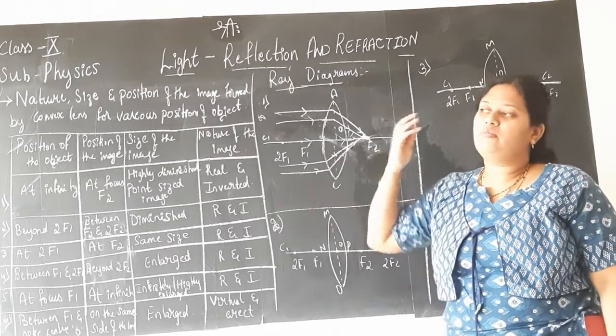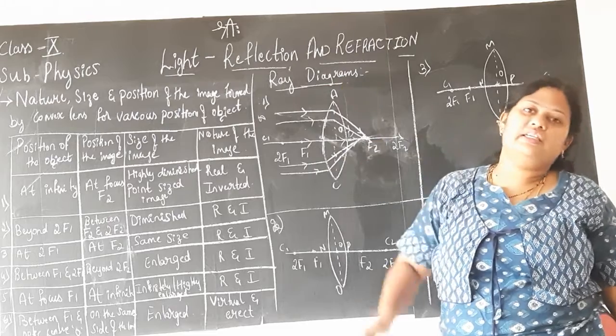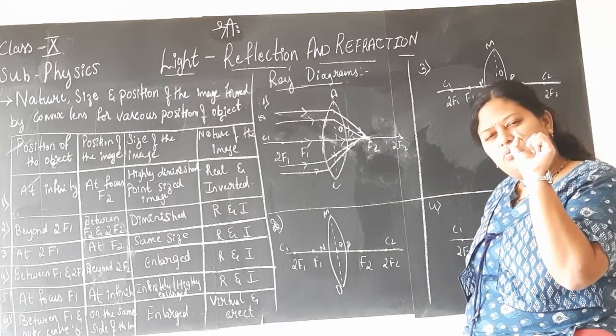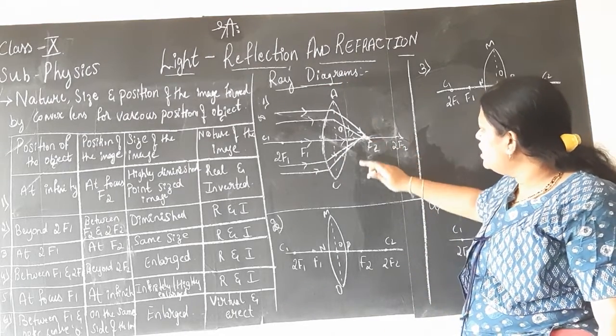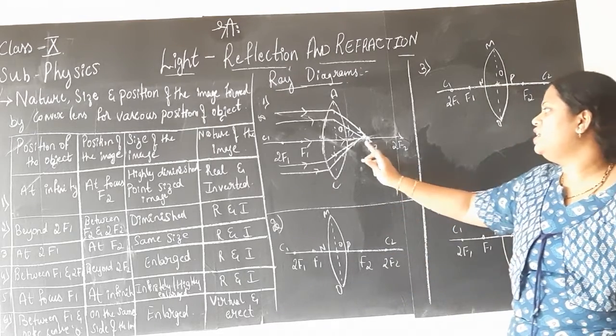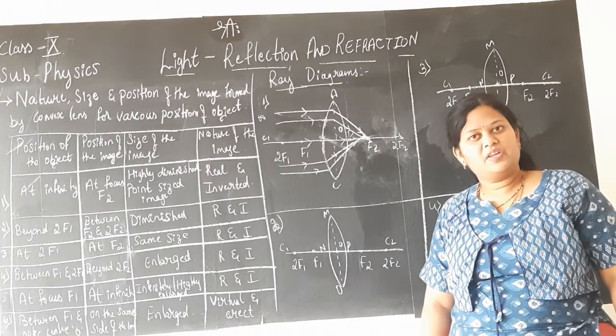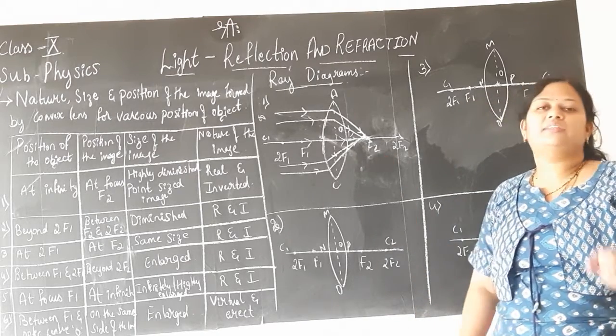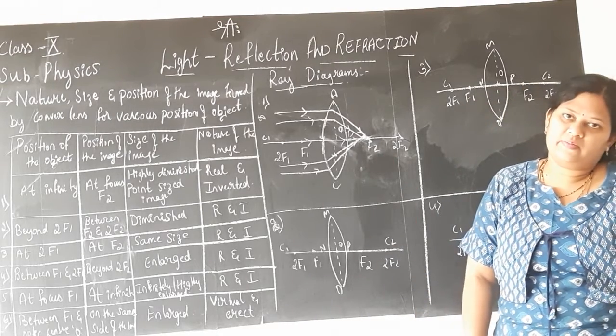The reason is the object is at some infinite distance, no? So the image formed is too small, so that you are not getting any height to represent as A dash or B dash. Simply we say that the image is formed at F2. So the image formed is highly diminished, we can say.